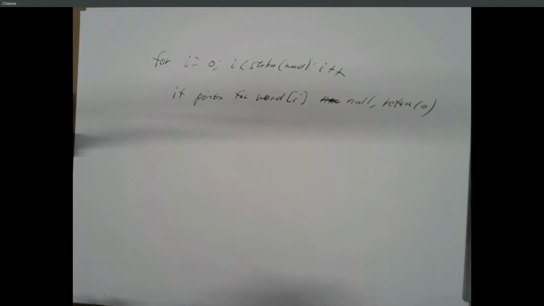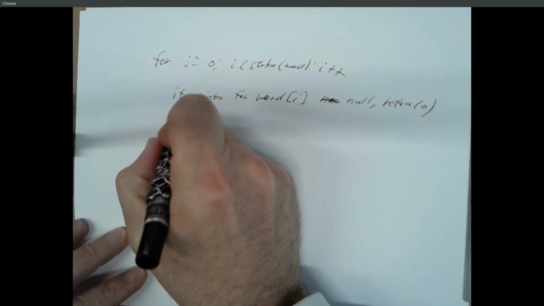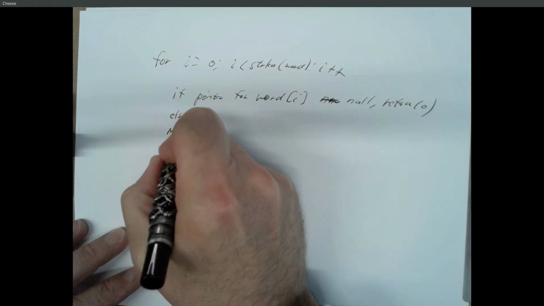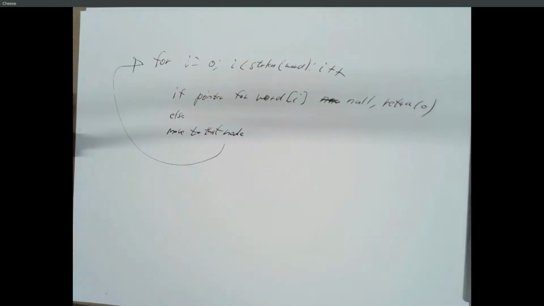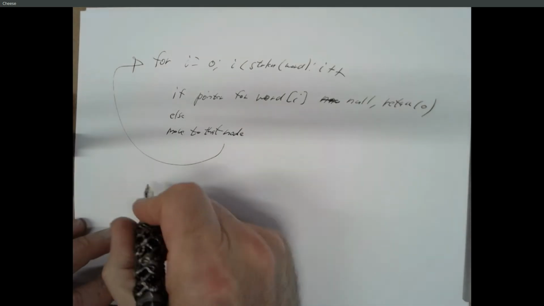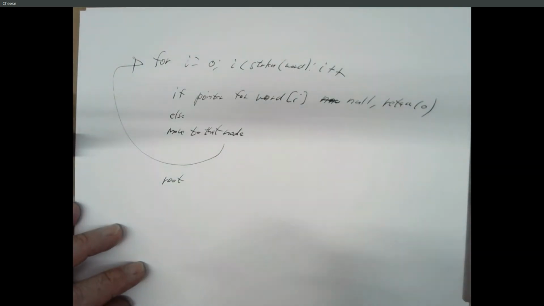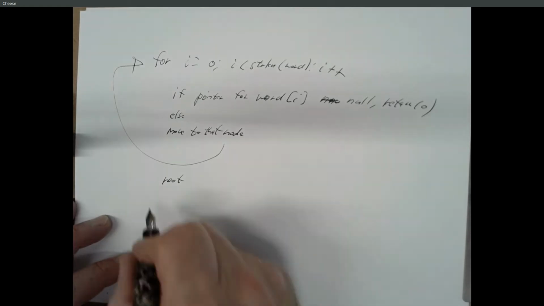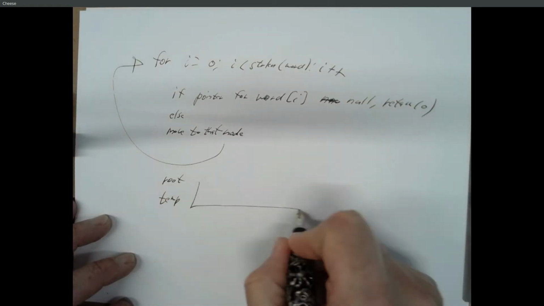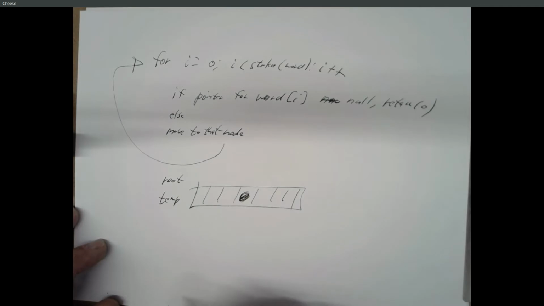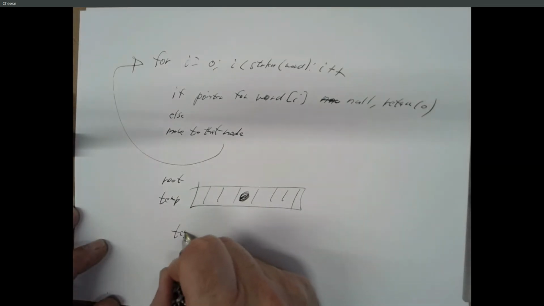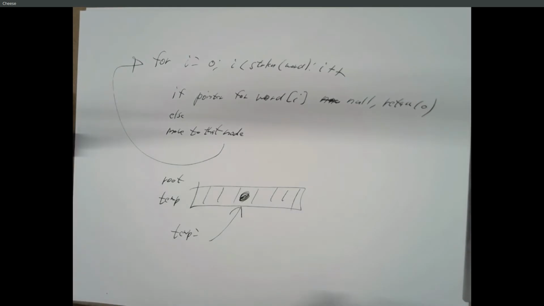Okay? Otherwise, move to that node and repeat. So here's your root. Make yourself a trinode pointer. Let's call it temp maybe, which points to that node. Take the first letter of your word, see if the pointer is null. If it is, return 0. If not, set temp equal to whatever that's pointing to.